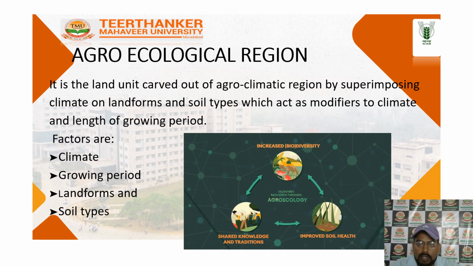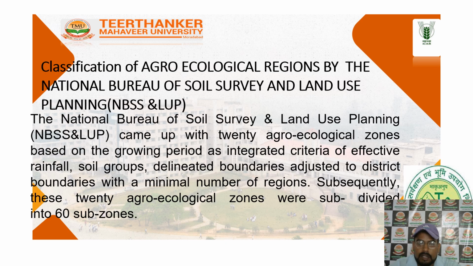Second is the ecological region. The basic development of the agroecological region depends on landforms and soil types, and on the growing period. These factors, climates, growing periods, landforms and types of soils, are what define the ecological regions. So these are the classification.